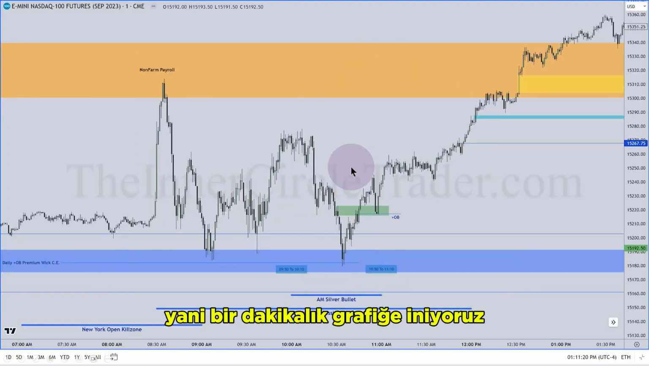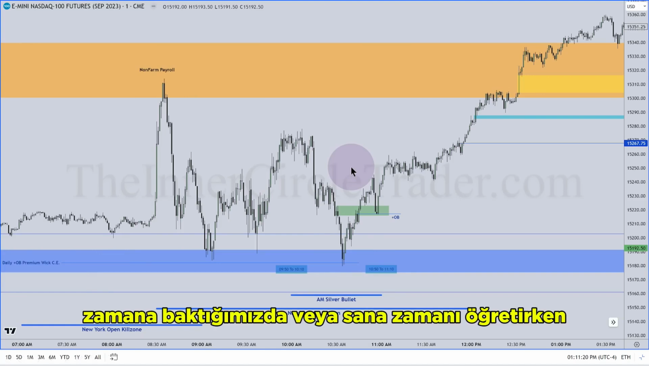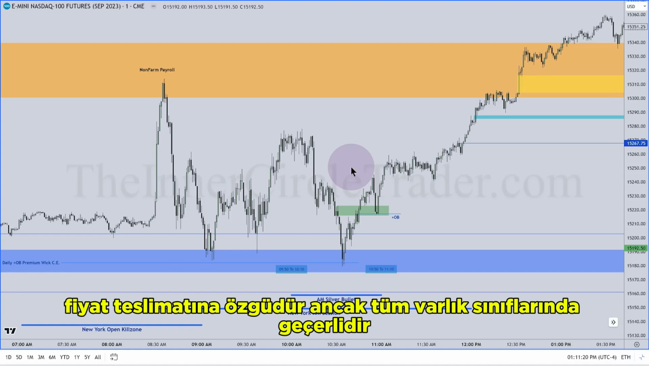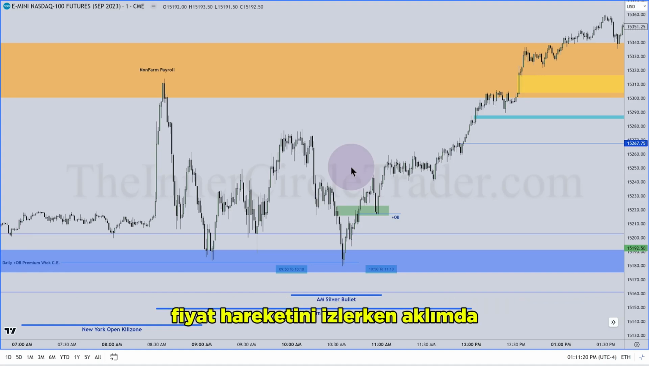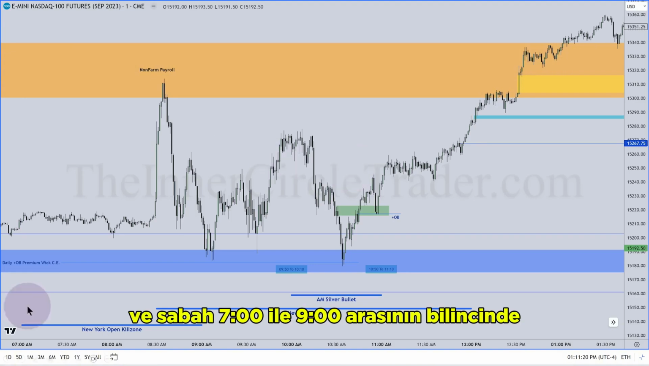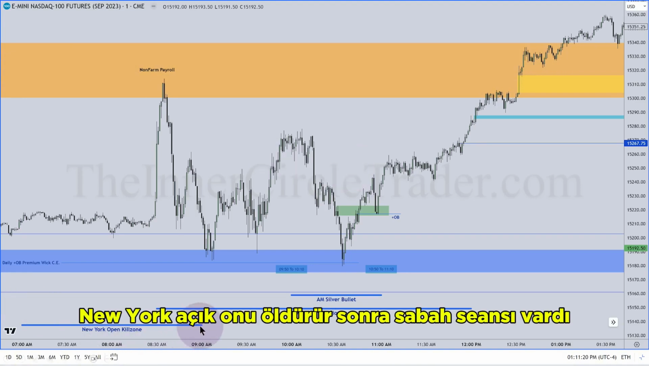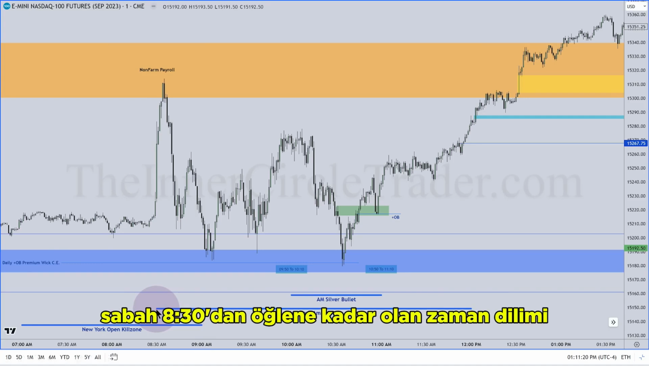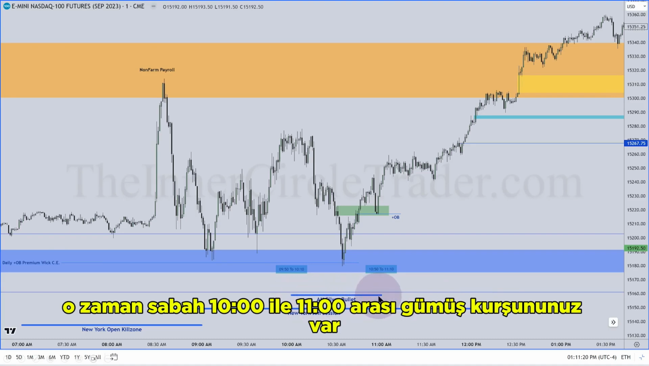So we're dropping down into a 1 minute chart. When I'm teaching you time, I want you to think about how the characteristics of time are very unique to price delivery, but across all asset classes. In my mind, when I'm watching price action, I'm aware and conscious of the 7 o'clock to 9 o'clock in the morning New York open kill zone. Then you have the New York AM session from index trading, which is beginning of 8:30 in the morning to noon. Then you have the 10 o'clock to 11 o'clock AM silver bullet.